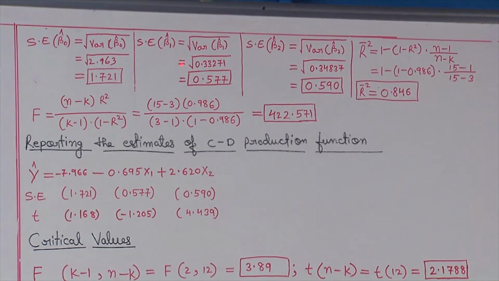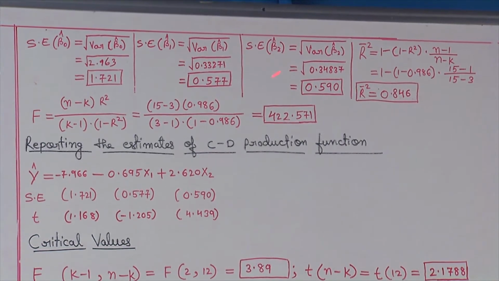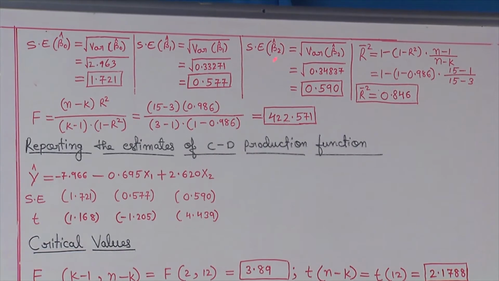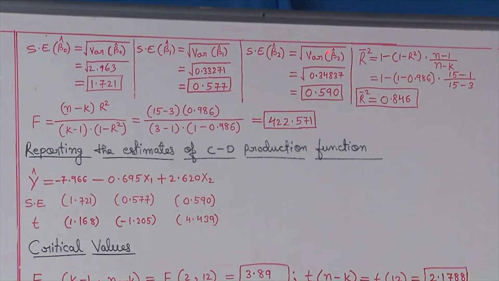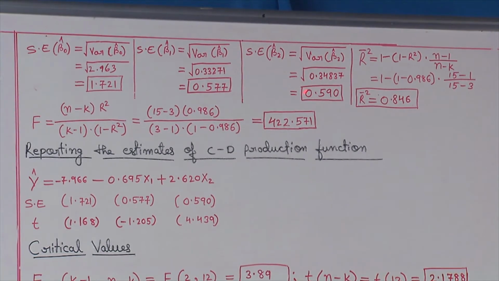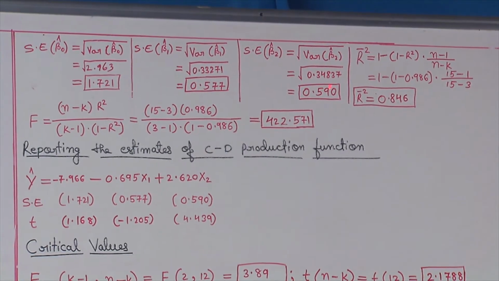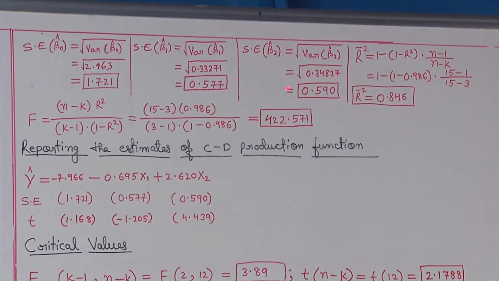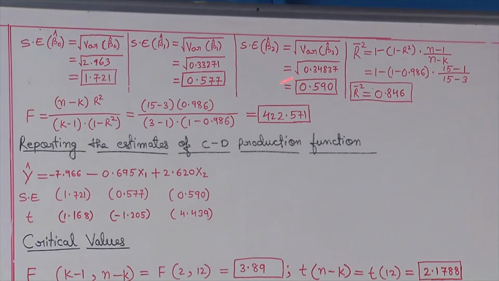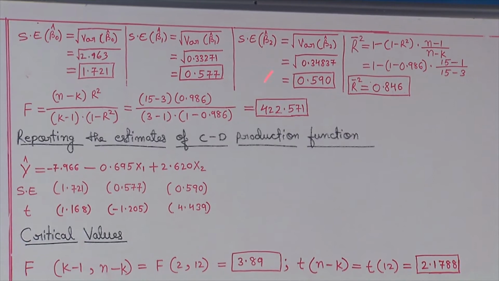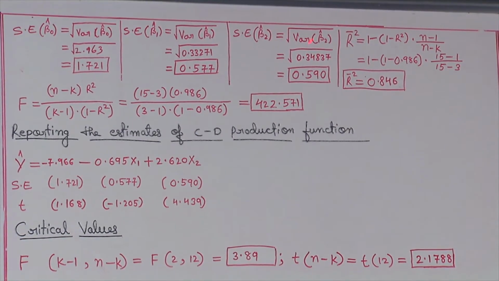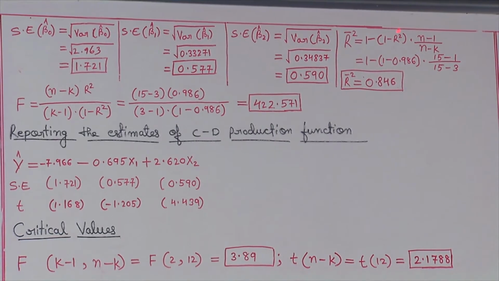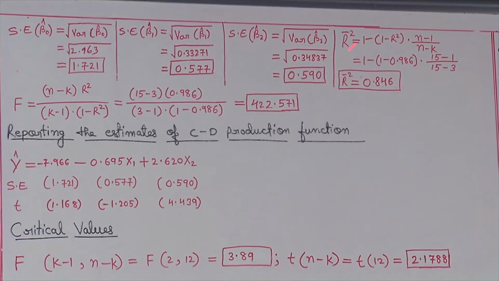0.577 as the standard error of beta 1 hat, and the standard error of beta 2 hat can be calculated by taking the square root of the variance of beta 2 hat. Here the variance of beta 2 hat is 0.34837. Now, by taking the square root of this, we get the standard error of beta 2 hat as 0.590. Now, with the value of r squared, we may calculate r bar squared.